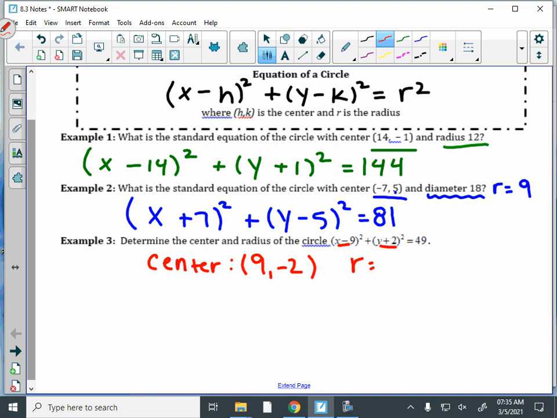And then to get the radius, remember, this is the radius squared. So think, what's the opposite of squaring? Square rooting. So what you have to do to get your radius is just square root that number. And what's the square root of 49? 7. Questions over there?